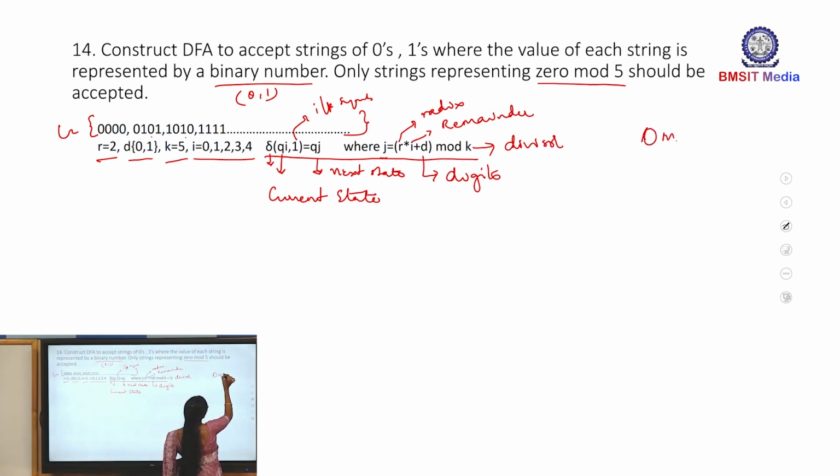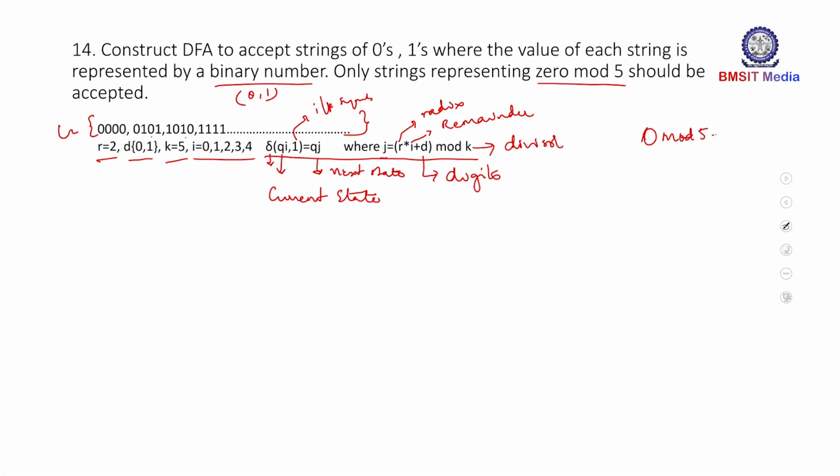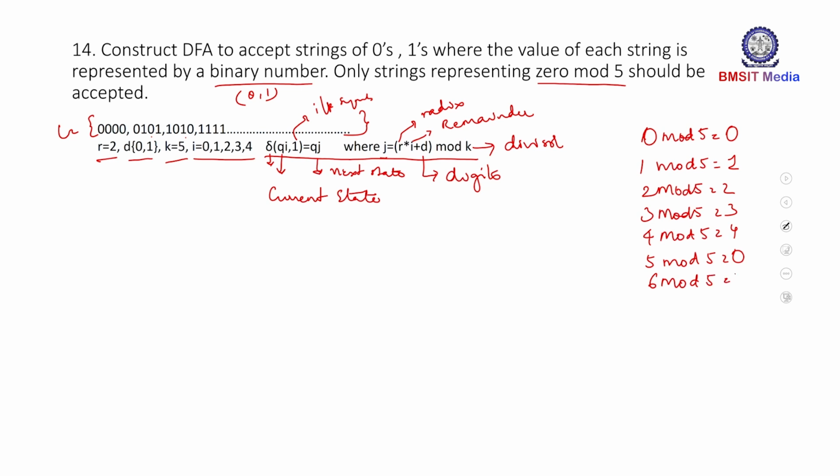To find out the possible remainders, it goes like this. Initially, I'll start with 0 mod 5. We know that 0 mod 5 is 0. Then we have 1 mod 5, which is equal to 1. 2 mod 5 is equal to 2. Then we have 3 mod 5, so the remainder is 3. 4 mod 5, the remainder is 4. 5 mod 5, the remainder is 0. 6 mod 5, the remainder is 1.